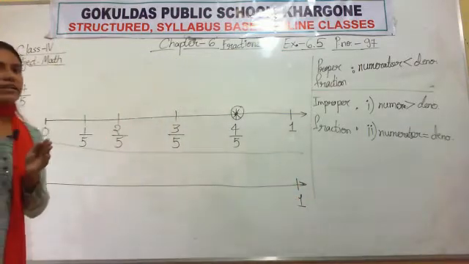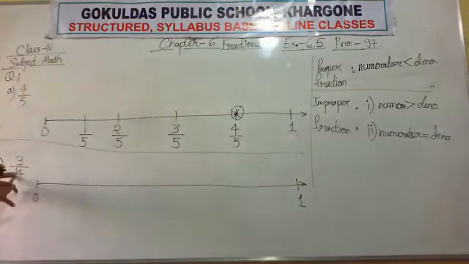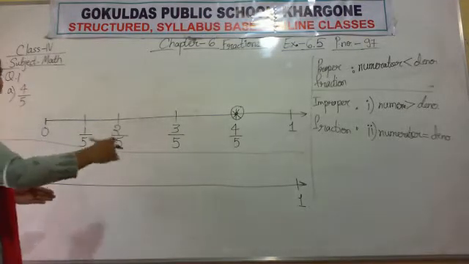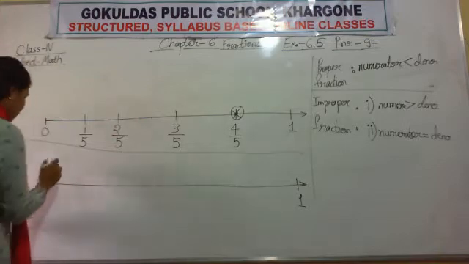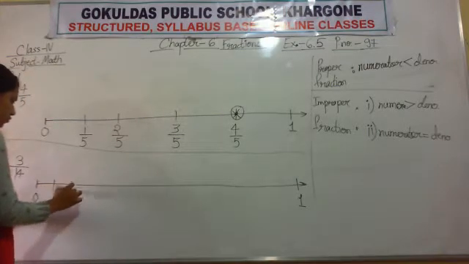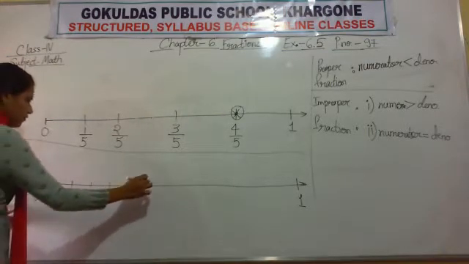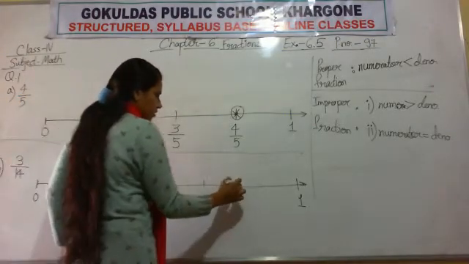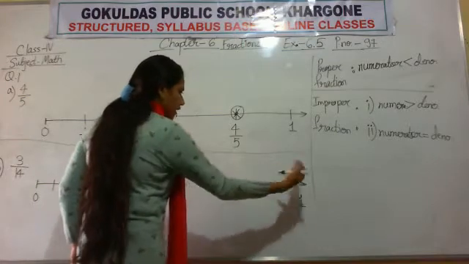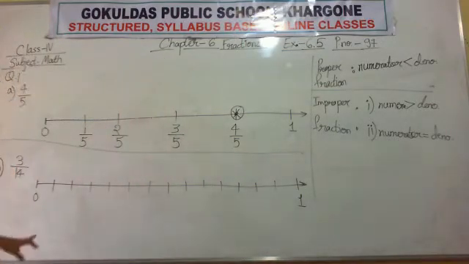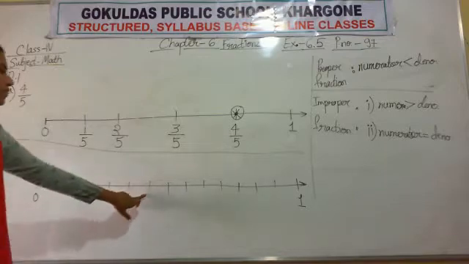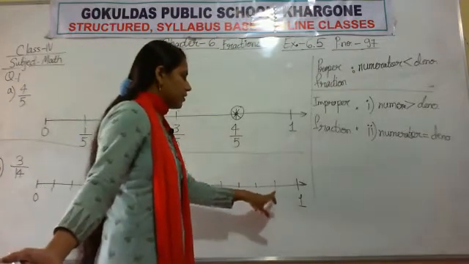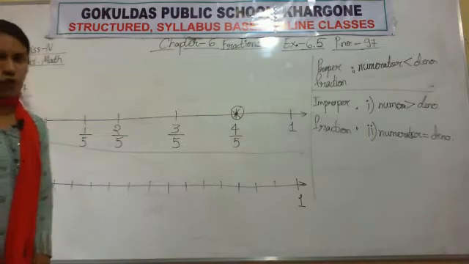Now how many equal divisions will we make? We will make equal divisions according to the denominator. The denominator is 14, so we will make 14 equal divisions of this number line. 1, 2, 3, 4, 5, 6, 7, 8, 9, 10, 11, 12, 13 and the last one is 14.